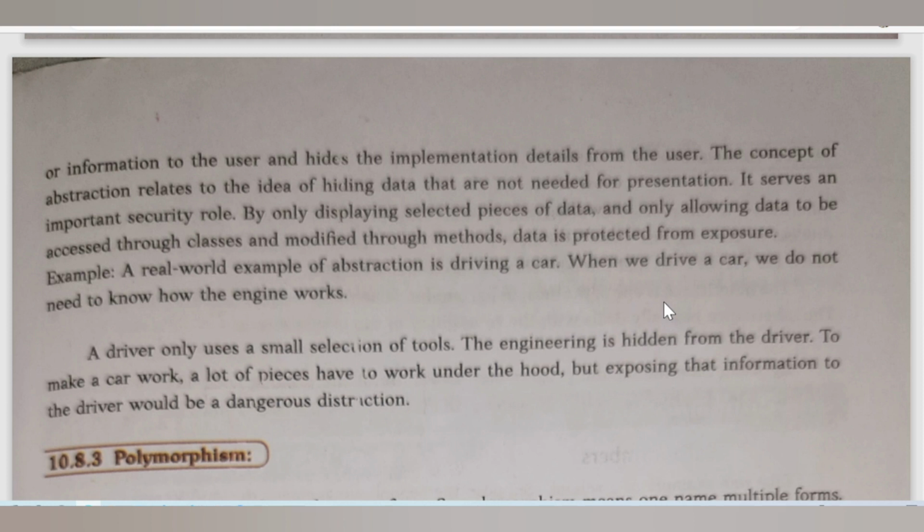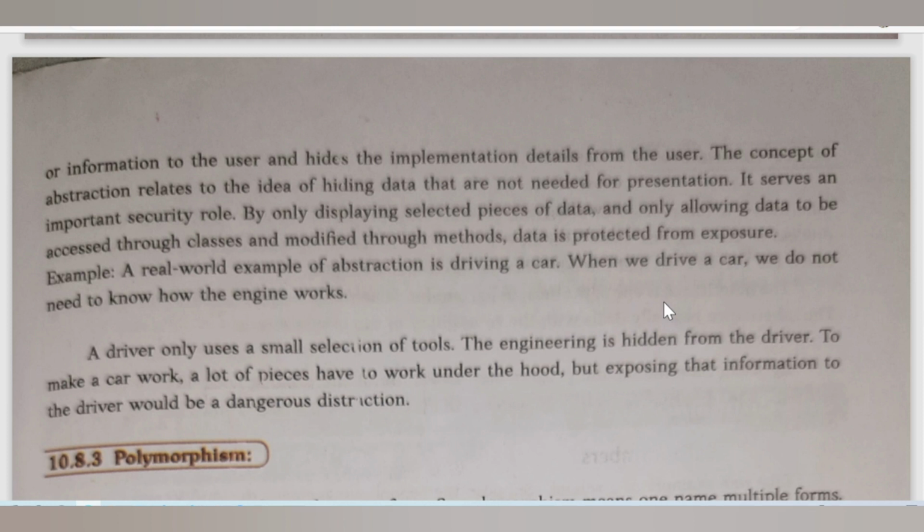Through abstraction, we display only the important part of the method and whatever unnecessary part, we hide it from the user. So it saves the important security role only by displaying the selected piece of data and only allowing data to be accessed through classes and modified through methods, and data is protected from exposure. For example, a real world example of abstraction is driving a car.